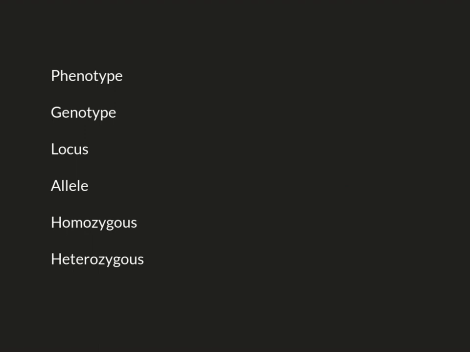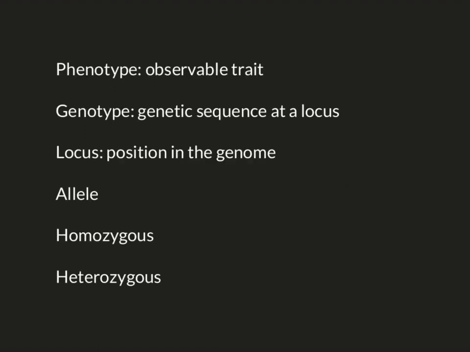Let's review some vocabulary that we need to describe what we're going to see in this experiment. First, an important vocabulary word is phenotype. The phenotype is an observable trait. In this example, the phenotypes are the appearance of the peas, either the round pea or the wrinkled pea. Next, we have genotype. This is the genetic sequence at a locus. I'm using this word here to refer to a position in the genome. This may be a gene or it may not be a gene.